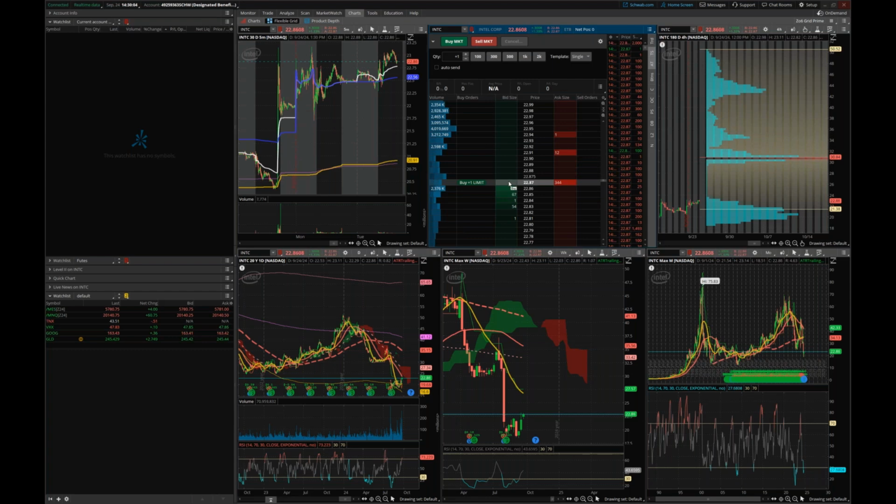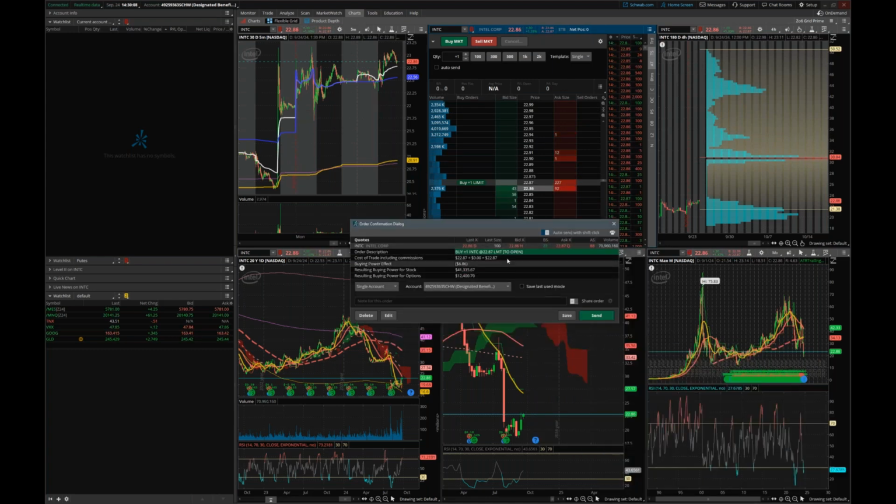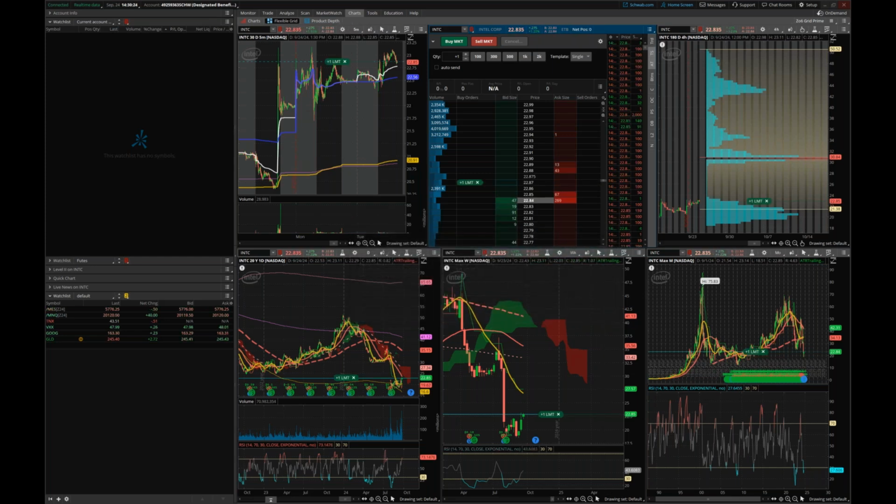I'm gonna click where I want to enter, okay? I get a little confirmation window. You're gonna wanna make sure you didn't click something crazy here, like you don't wanna buy 1,000 shares, which would be $22,000. Right now I'm gonna buy one share, we're gonna start our position, 22.87, $0 commission, this is a free trade. Go ahead and click send.